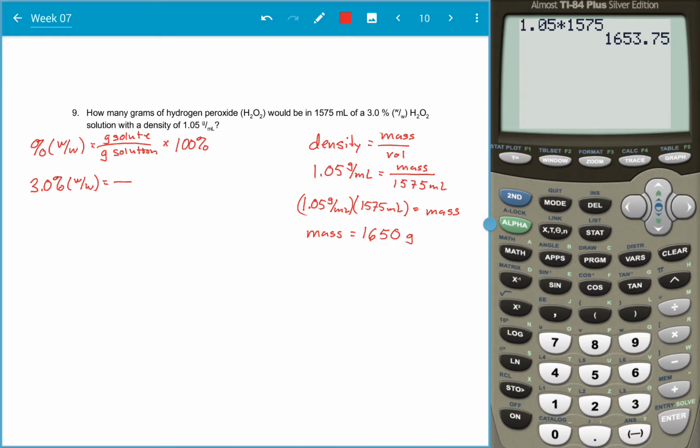Now, which mass is this? Because we have a mass of solute and a mass of solution that we need in our problem. Well, what we calculate from the density is always the mass of solution. So our 1,650 grams goes in the bottom, goes in the denominator.